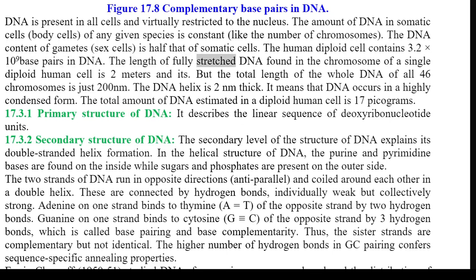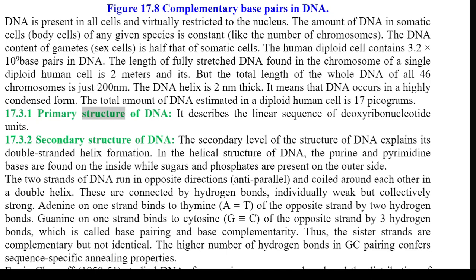The length of fully stretched DNA found in the chromosomes of a single diploid human cell is 2 meters, but the total length of the whole DNA of all 46 chromosomes is just 200 nanometers. The DNA helix is 2 nanometers thick. It means that DNA occurs in a highly condensed form. The total amount of DNA estimated in a diploid human cell is 17 picograms.